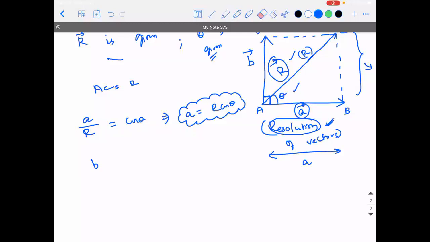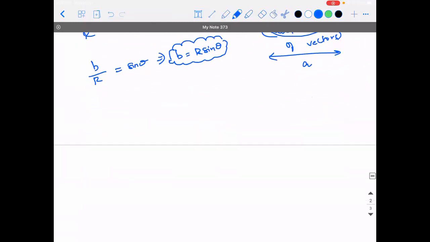This is B. R sin theta. Simple. So it implies B is equal to R sin theta. So A vector is r cos theta, then B vector is r sin theta. Then the resultant of these two vectors is going to be r.